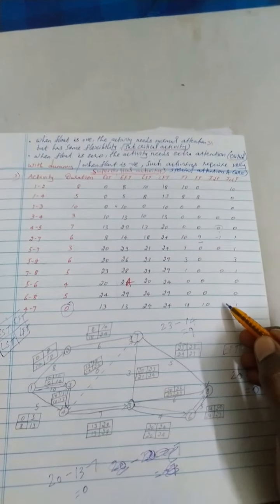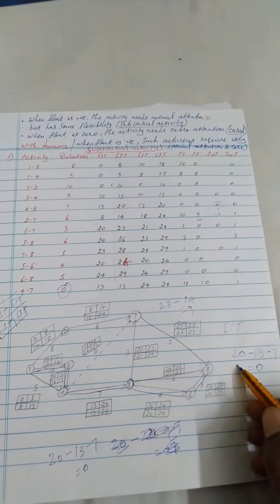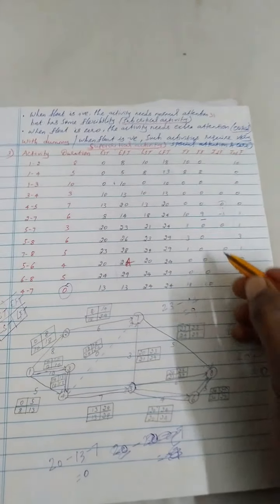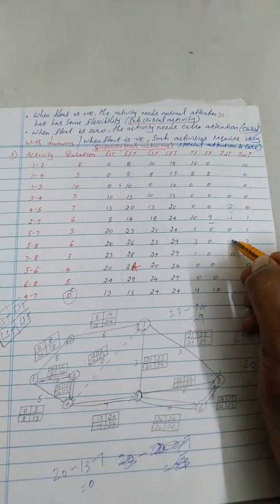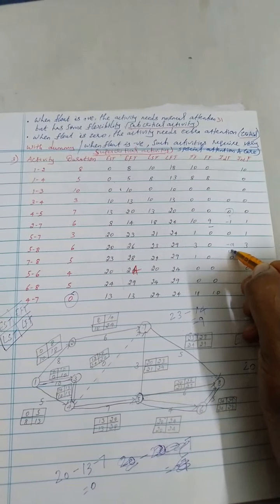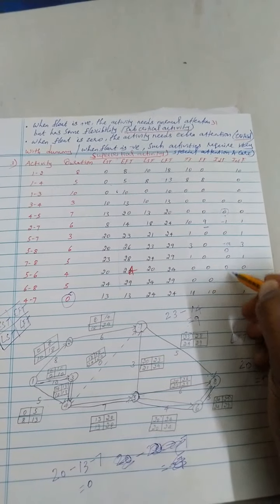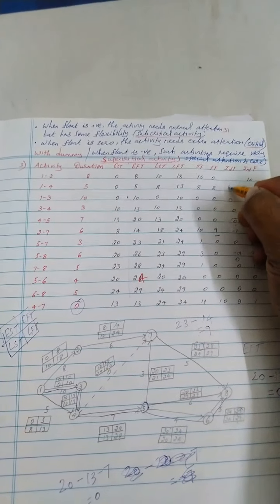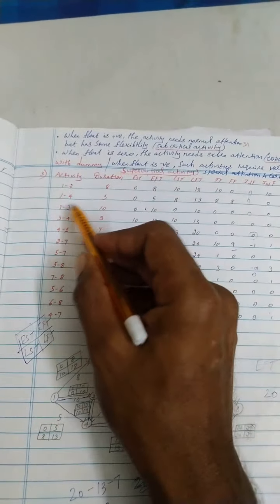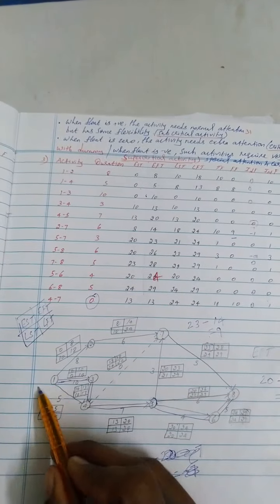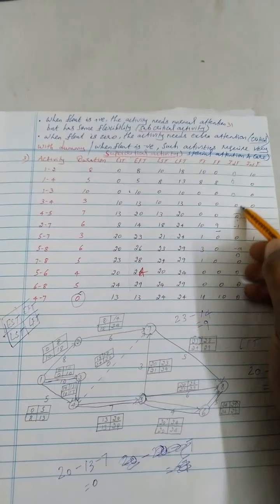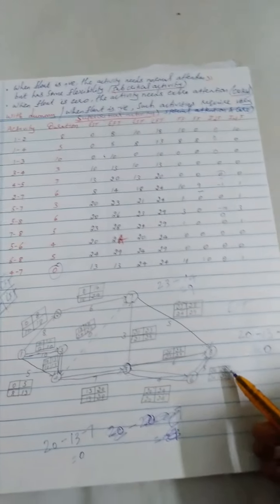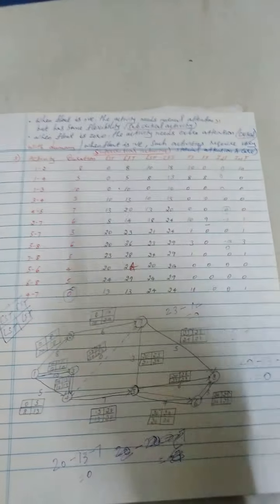If any activity doesn't have a preceding activity or a succeeding activity, you mark it as dash or 0. Normally we prefer 0 here. Because 1 to 2, 1 to 4 and 1 to 3 don't have any preceding activity, you mark it as 0. Similarly, 5 to 8, 7 to 8 and 6 to 8 don't have any succeeding activity, so we mark it as 0.